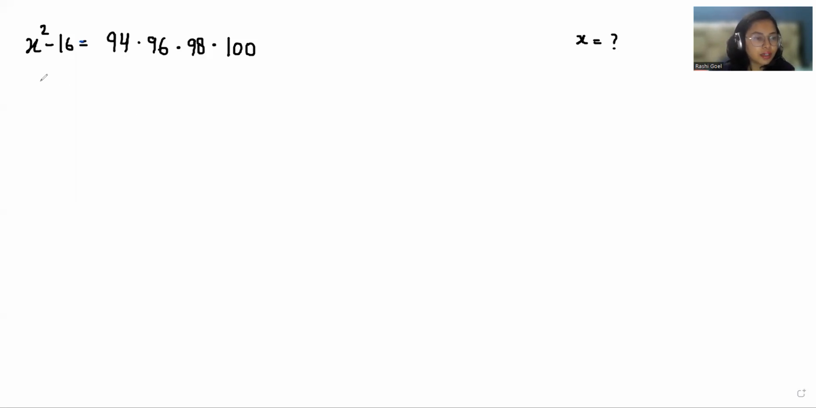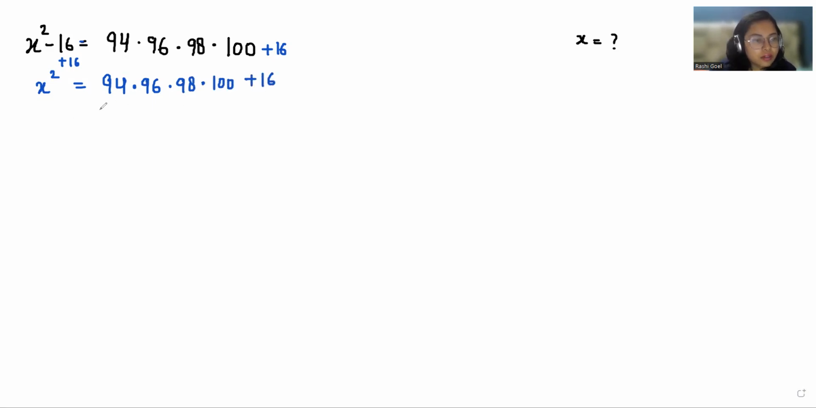First, I'm taking only x square this side and removing this minus 16. For x square, adding plus 16 to both sides, x square is equal to 94 times 96 times 98 times 100 plus 16.